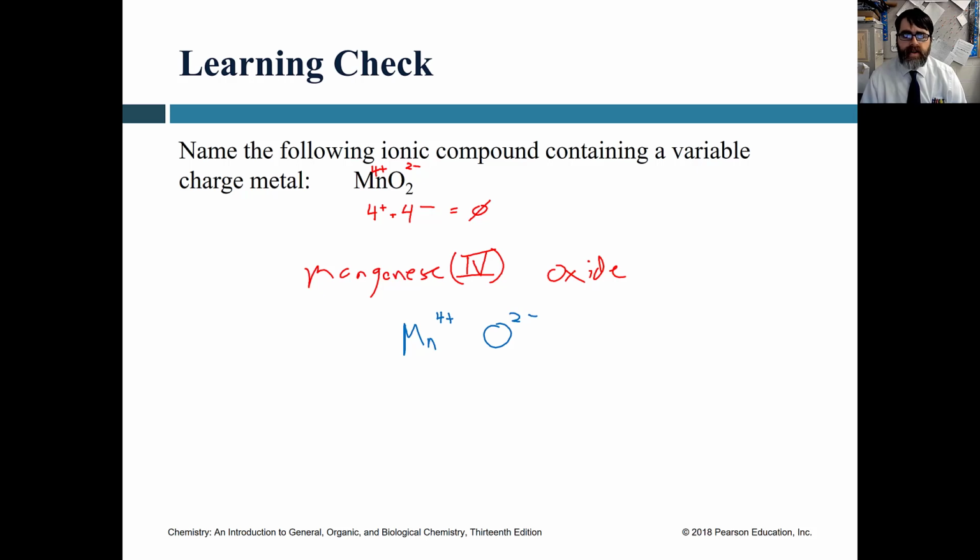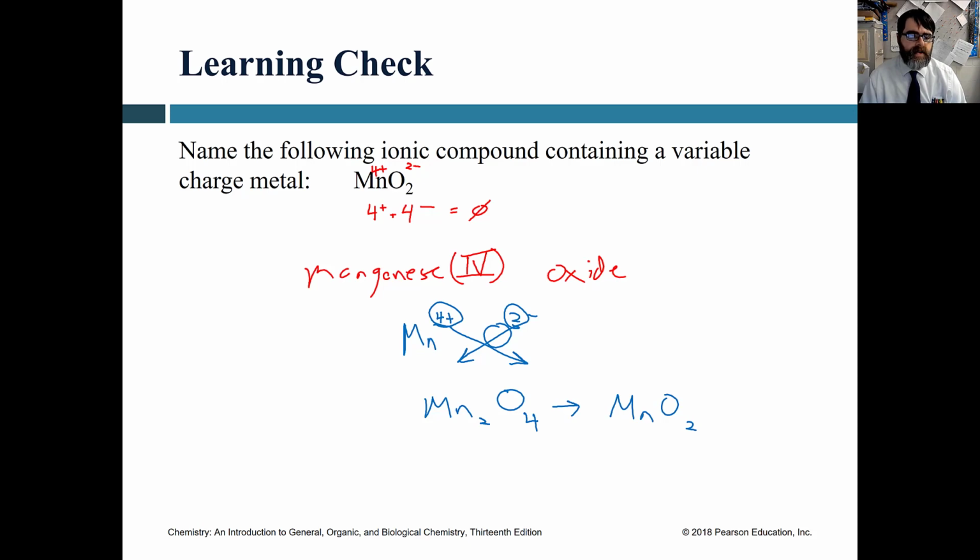You do the crisscross thing. Remember, we just bring down the number and not the sign there. I accidentally circled the sign. And you'd end up with Mn2O4, which then can reduce or simplify down to MnO2.